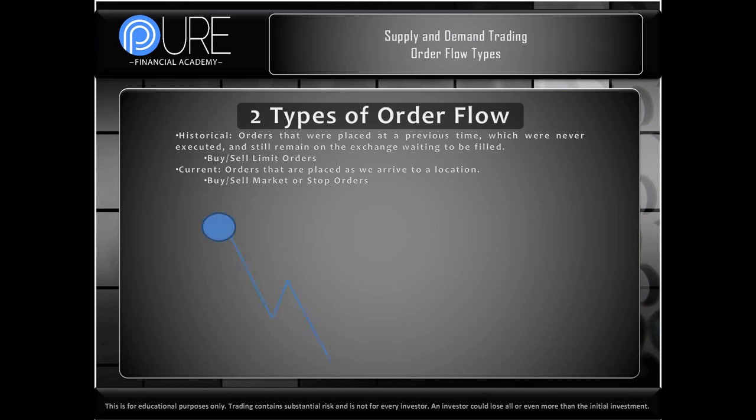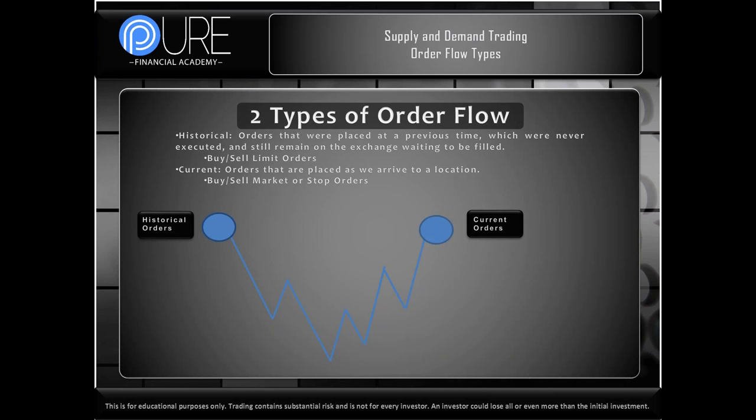Okay, so if we look at a bit of a graphic here, notice that this circle or ellipse back there represents historical orders. And we know that because, if you notice there, we've dropped away from it. So we've already left the area. So they can't be current because it's not happening as we speak. However, if we move forward, when we arrive at that area, the orders that are getting placed now, that's what we refer to as current orders.